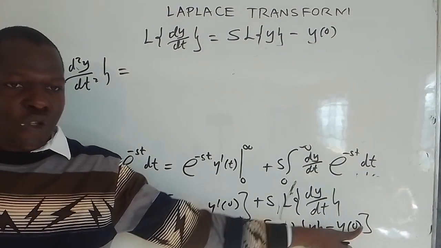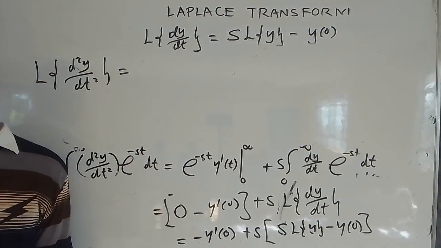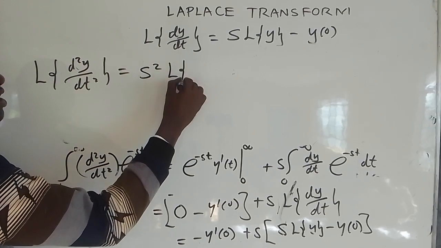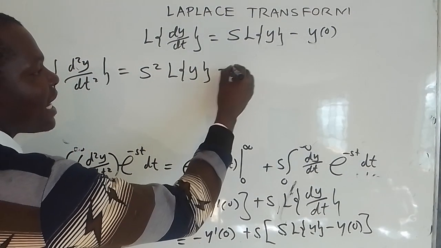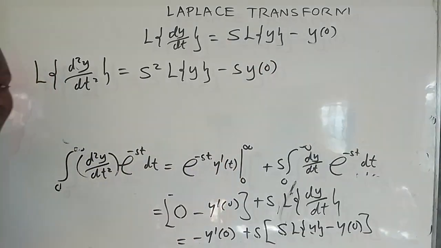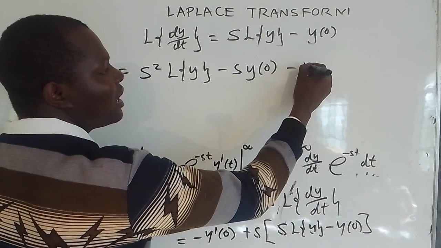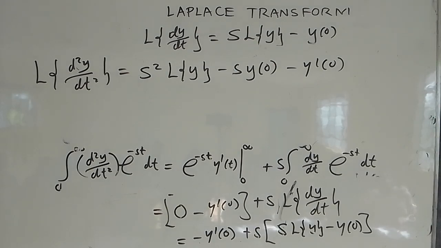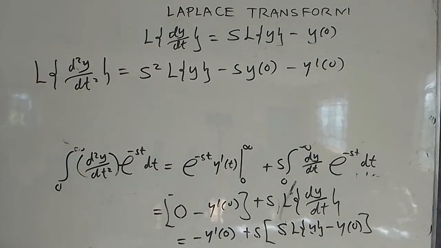This is what we found. You start with the positive part, isn't it? This s multiplies everything inside that bracket, so s times s, you get s squared times the Laplace transform of y. Then s times that, you get negative s y of 0, isn't it? Then here we have negative y prime of 0. So you have to know the Laplace transform of the first derivative and the Laplace transform of the derivative of second degree, isn't it?